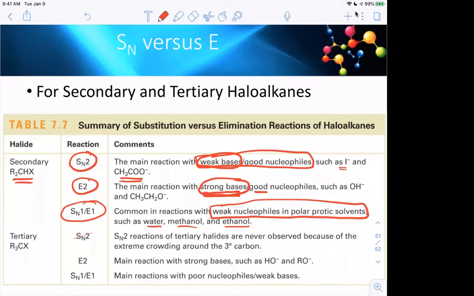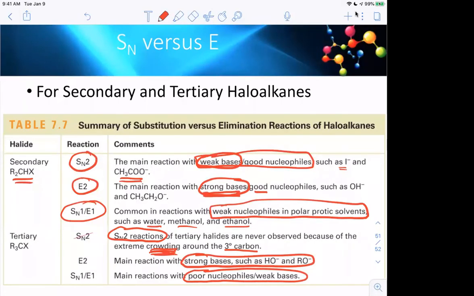If I have a tertiary alkyl substrate, I never get SN2, right? Because I have this crowding at that tertiary carbon. So what I have to decide is, do I get elimination, which happens with strong bases, or do I have a poor nucleophile, which is a weak base, and that's going to give me SN1, a combination of SN1 and E1. So I only have E2 or a combination of the substitution that goes through SN1 mechanism and the elimination that goes through an E1 mechanism.